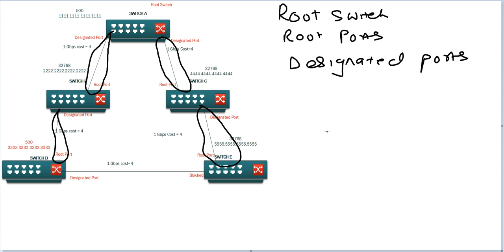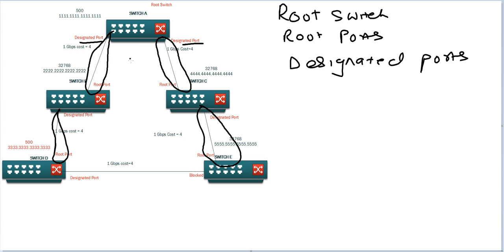Ports on the root switch are never placed in blocking state. All the ports here, none of them are going to be in blocking state. Hence, these two ports are already considered designated ports.